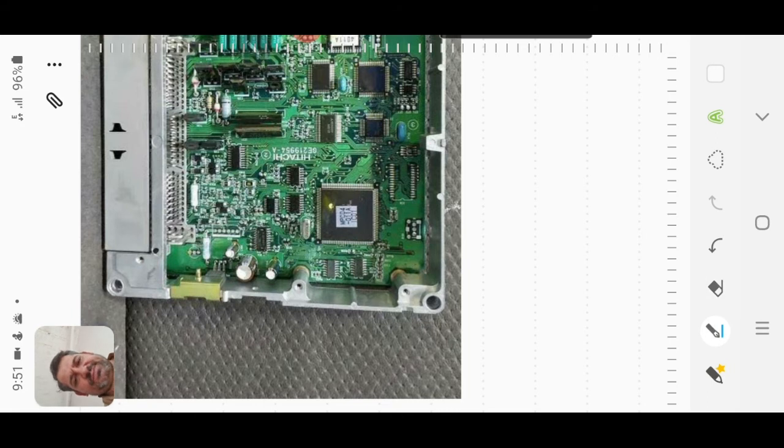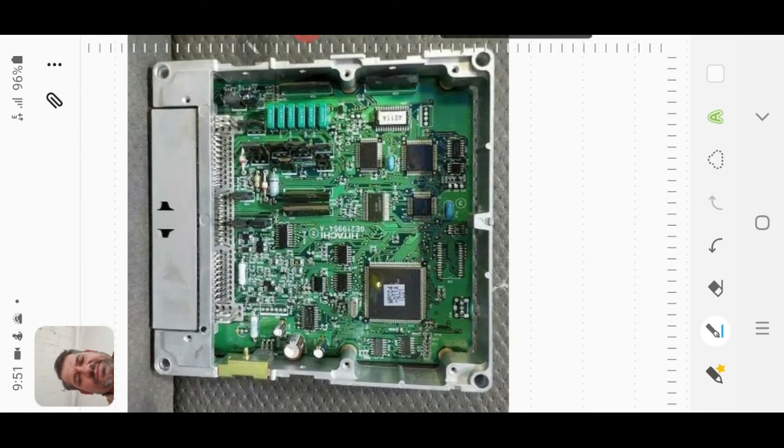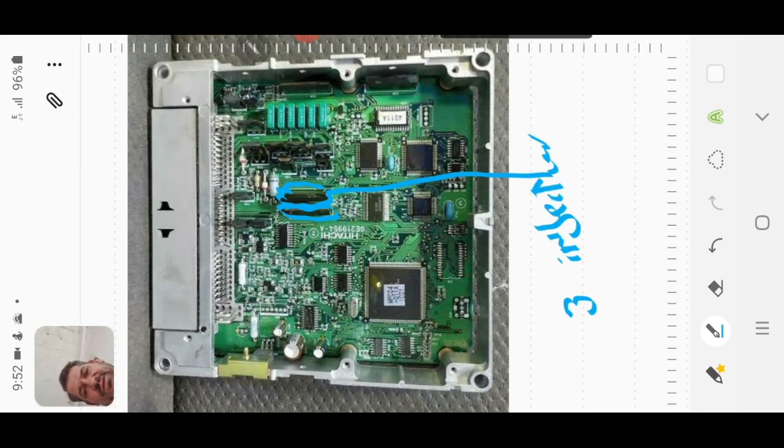Injector. This chip, MOSFET chip, this is 2 chips. The one MOSFET chip controls 3 injectors. The second one controls 3 injectors.